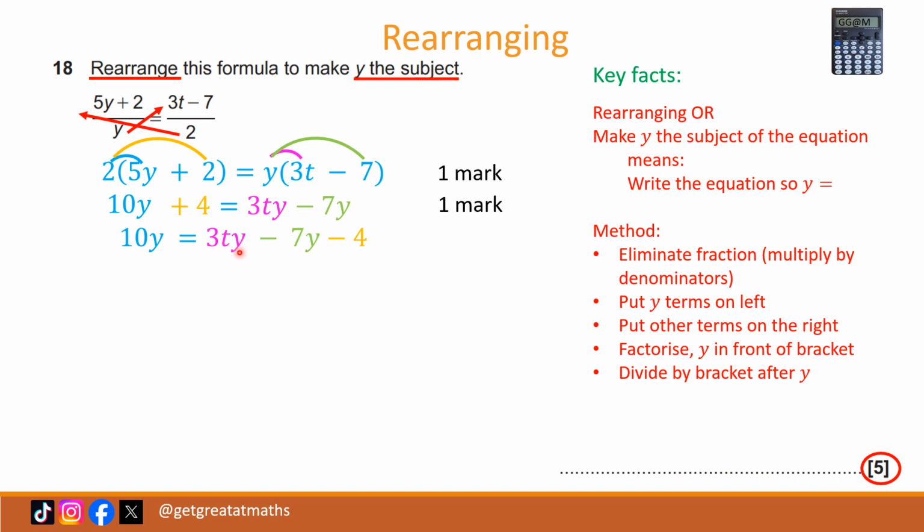Next, I'm going to get rid of this plus 3ty. So the opposite to plus 3ty is take away 3ty, so 10y take away 3ty is going to equal 7y take away 4.